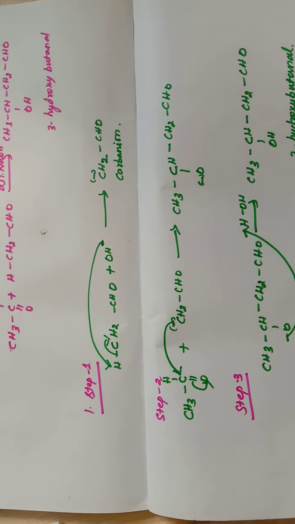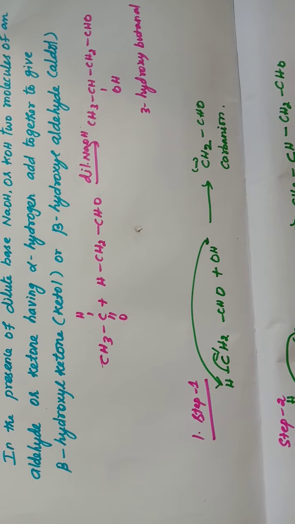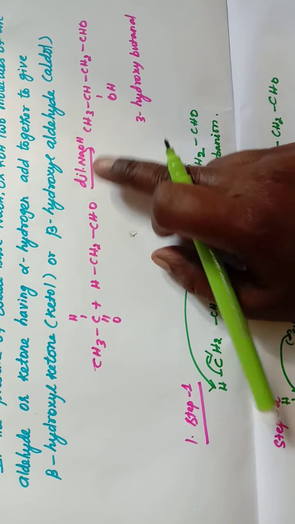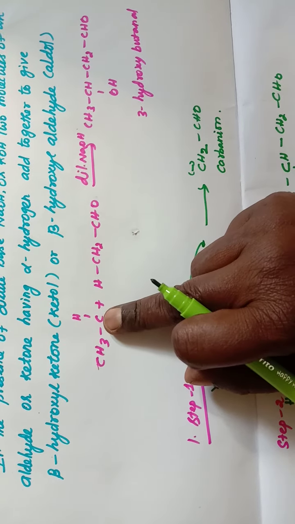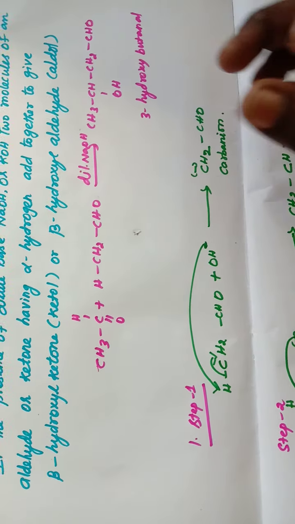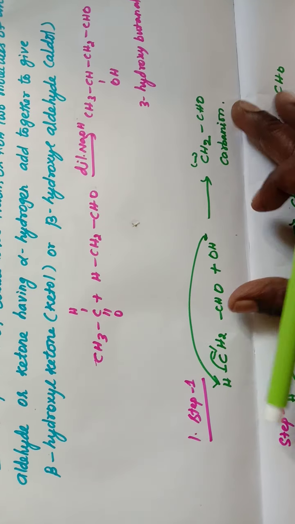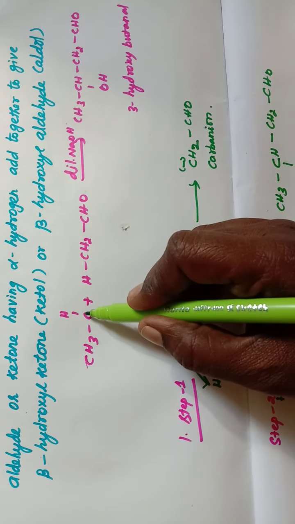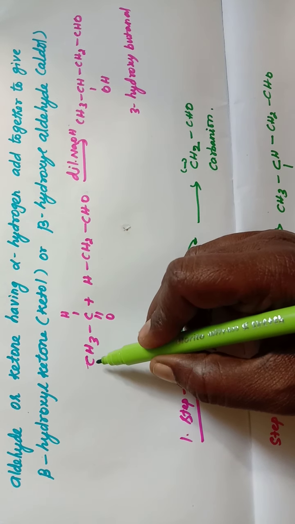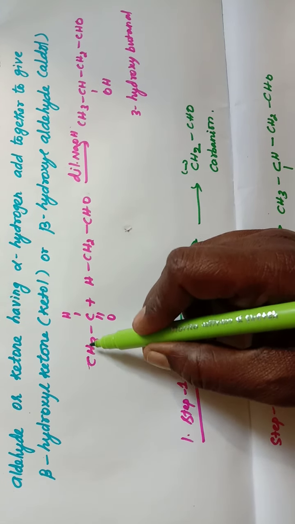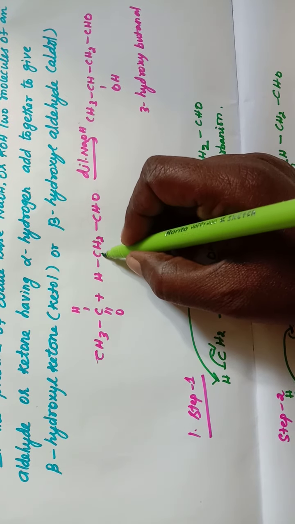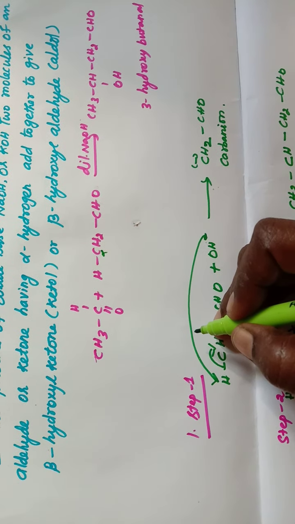This is aldol condensation. I repeat once again. In the presence of dilute alkali like sodium hydroxide, the aldehydes containing alpha hydrogen add together and form the aldol. If it is ketone, they form the ketol. Alpha hydrogen means this is the functional group carbon, the next carbon is called the alpha carbon, and the hydrogen on that carbon is known as the alpha hydrogen.